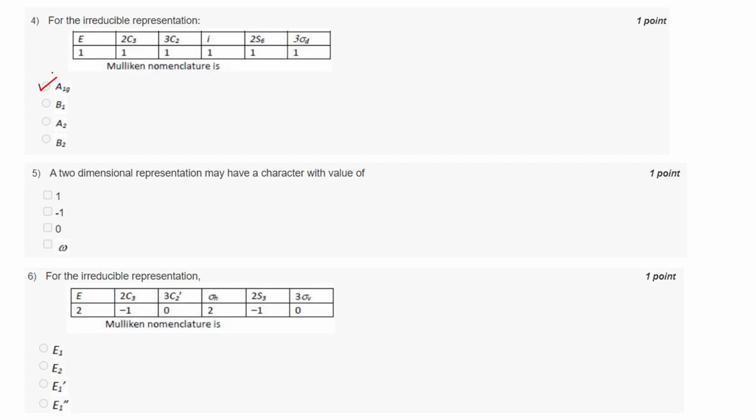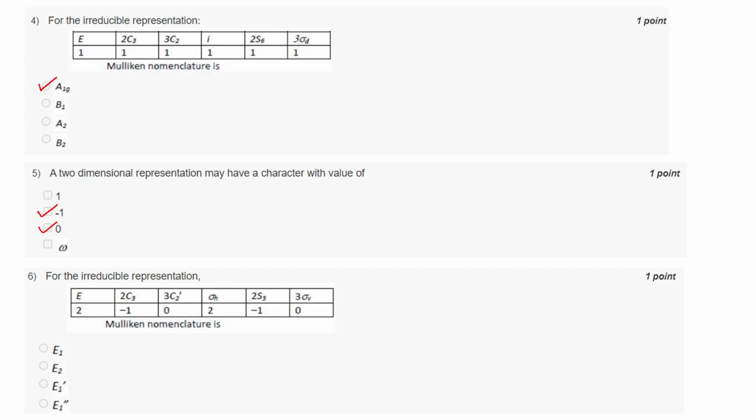Okay. Now question number 5. A two-dimensional representation may have characters with the value. As we already know, for C3 it could have a value of -1 and 0. It will not have a value of 1, and ω is an imaginary term that is going to come, so it's not going to be there.